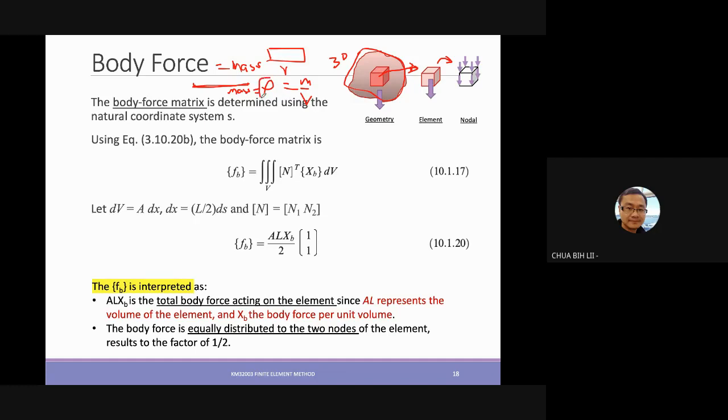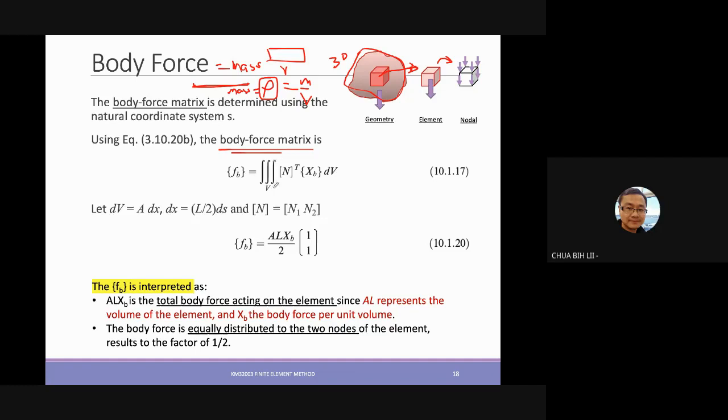Again, now you can see an additional parameter that you may want to tell the software: the mass itself, when you want to consider the body force, the weight of the object that you are going to analyze. All right, in terms of formulations, this is just an exposure for you. The body force matrix is defined as such.